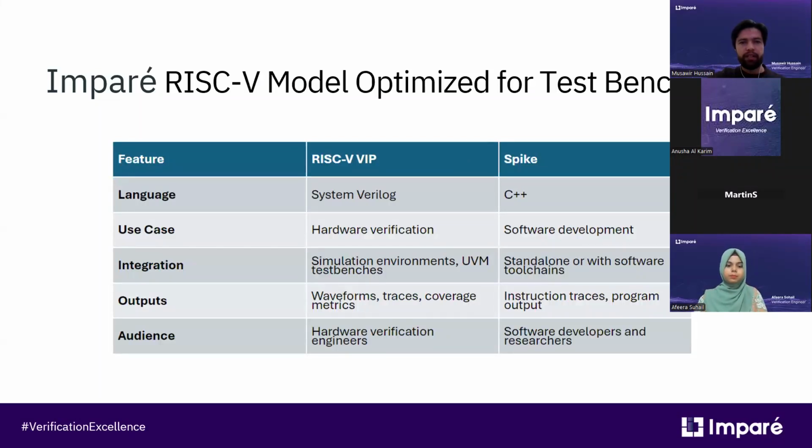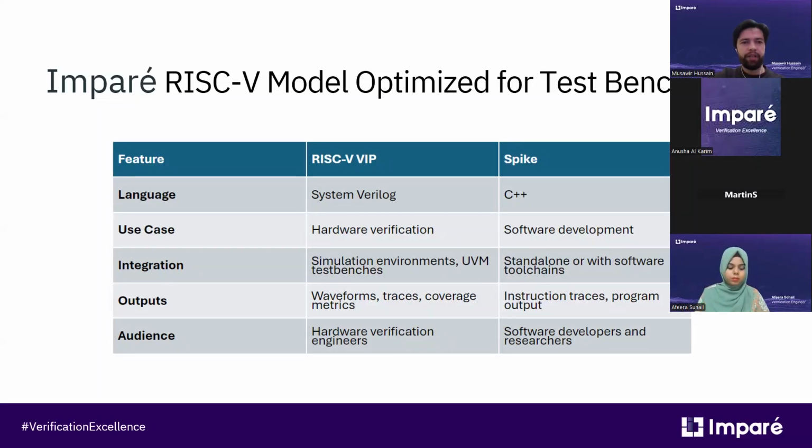So the Imparé RISC-V model is optimized for test benches. Let's compare it with a software-based model like Spike. Starting with language, the Imparé model is built in SystemVerilog, ideal for hardware verification. Spike, developed in C++, is more suited for software simulation. The Imparé model is tailored for validating hardware behavior, while Spike focuses on simulating software execution.